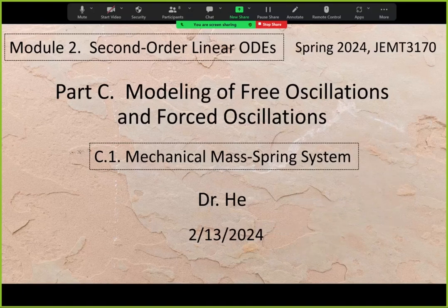Part C, modeling of free oscillations and forced oscillations. Two types of oscillation. So now we need to look at the application questions for this part. C.1, mechanical mass spring system.